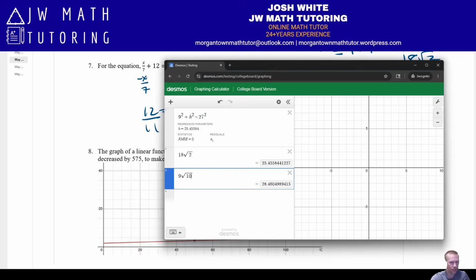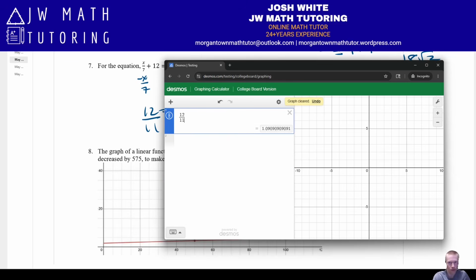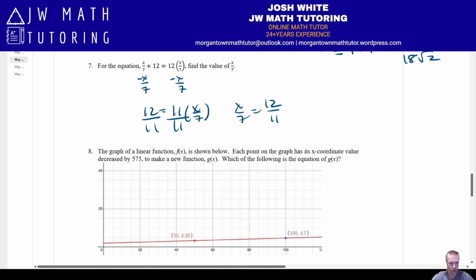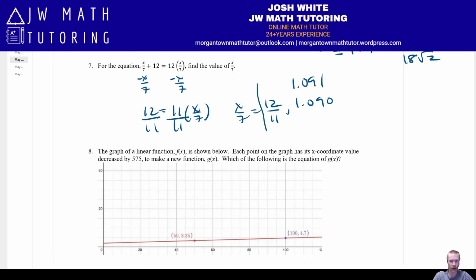Or if you want to put the decimal equivalent, it would be 1.091, or 1.09 or 1.090 technically if you truncate it. 1.091 if you round, 1.090 or 1.09 if you truncate it, or you can put the fraction form, of course, as well.